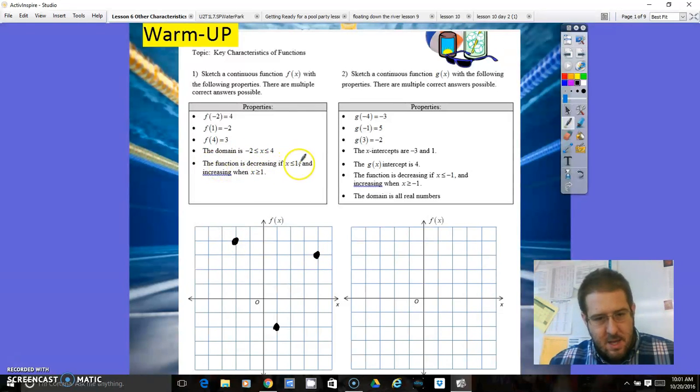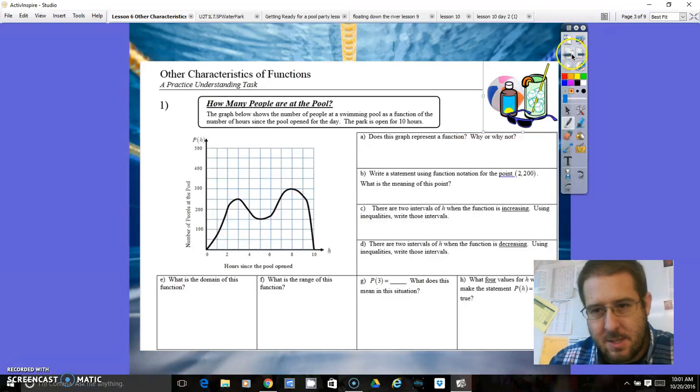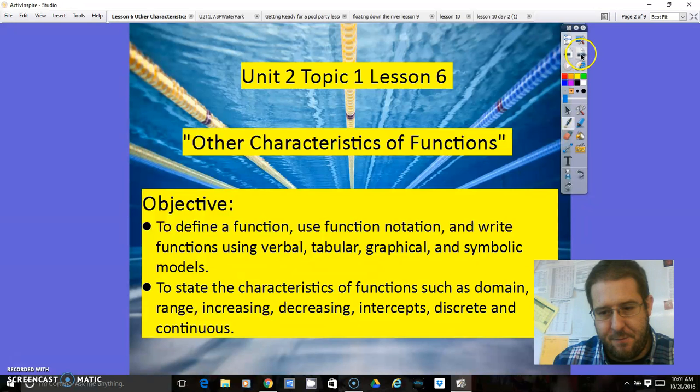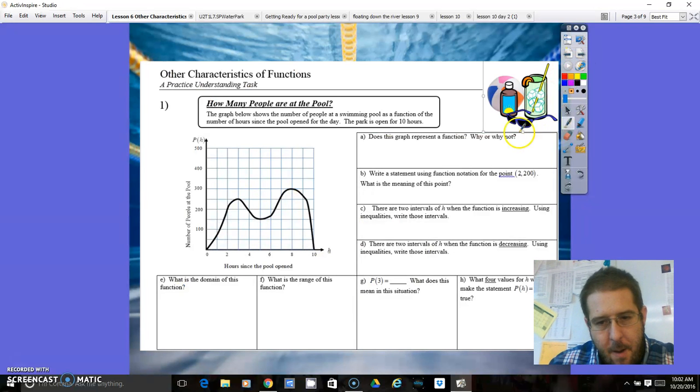We know that the function is decreasing when x is less than 1, so it's going like this. And we also know that it's increasing when x is greater than 1, so it's going like this. The domain is from negative 2 to 4, and it stops, and there's the function right there. It's that piece.